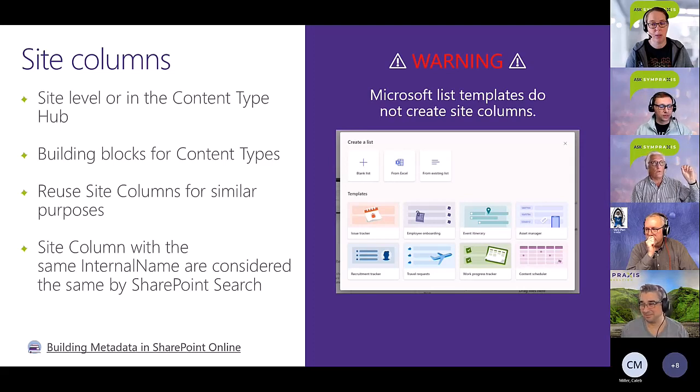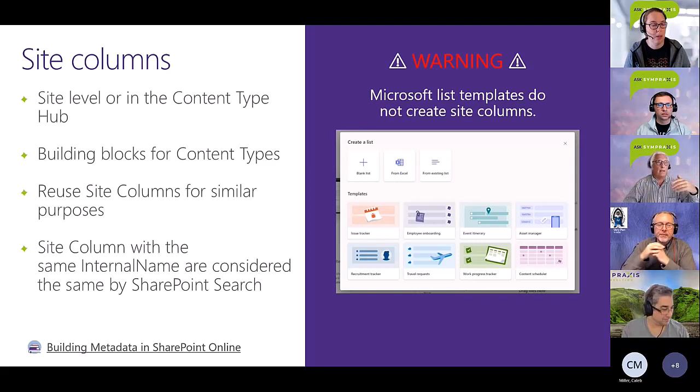So you want to try to focus on reusability. Don't come up with a very specific name for a site column. Come up with a name like country that is ambiguous enough that you can use it in multiple places, but also specific enough so that people understand what it is, and country would be a great example.